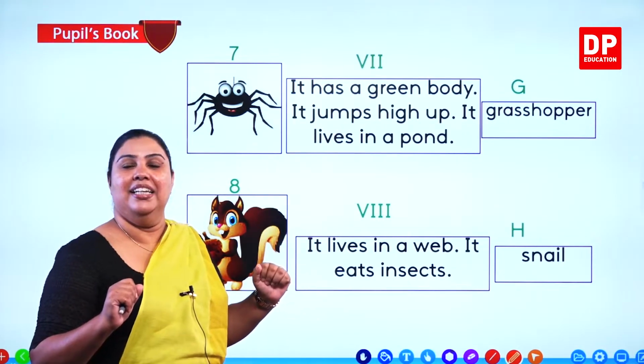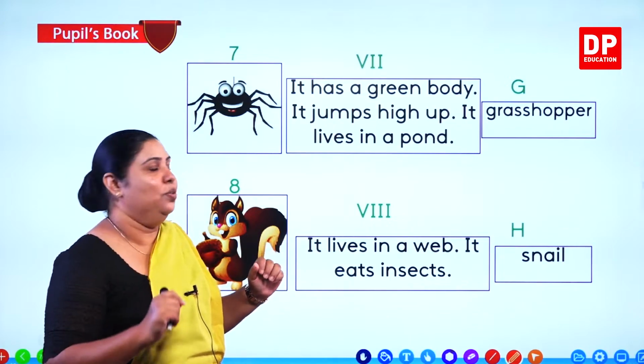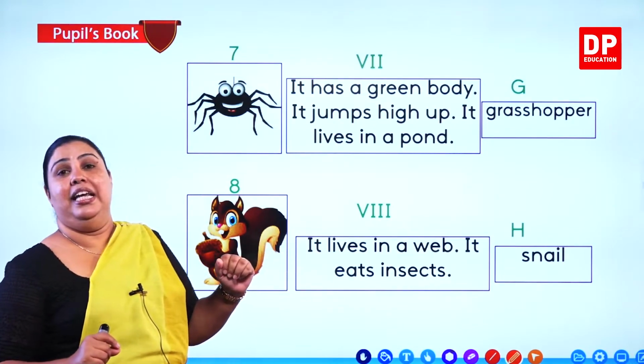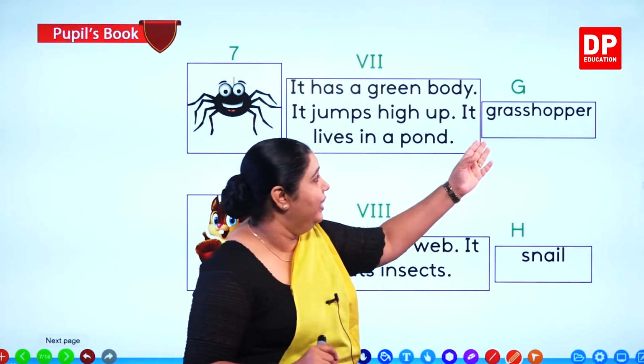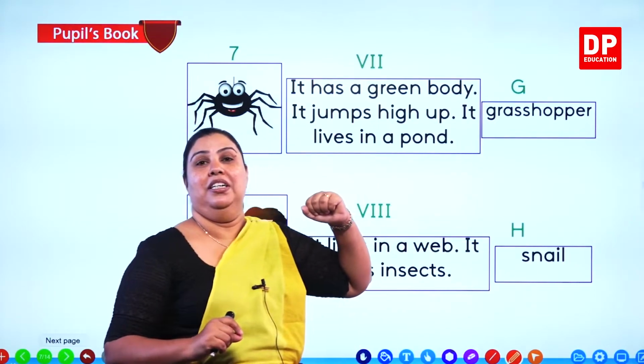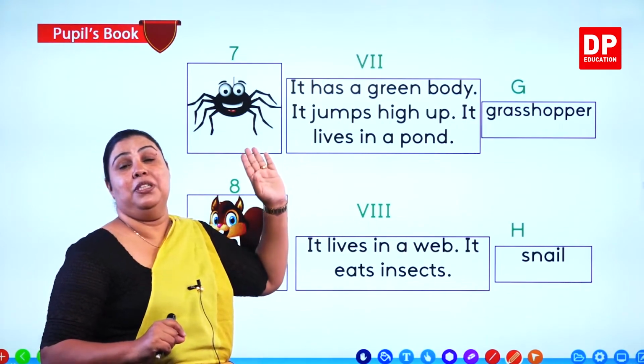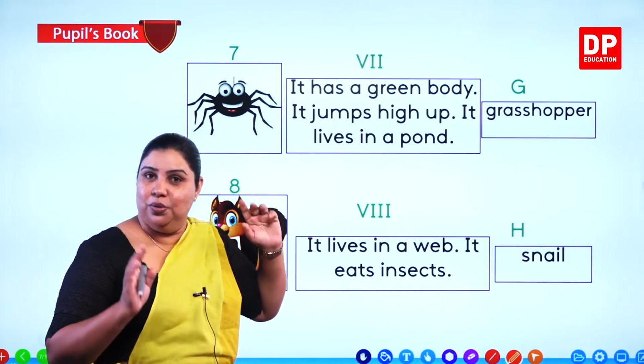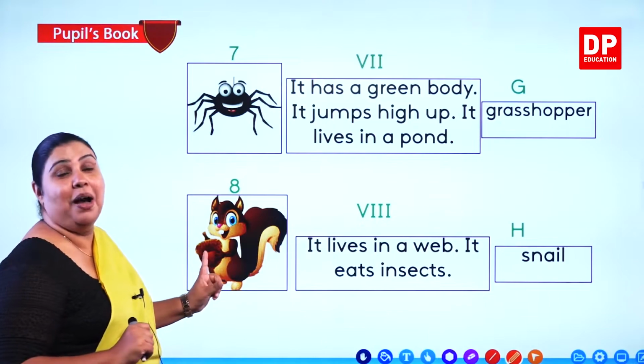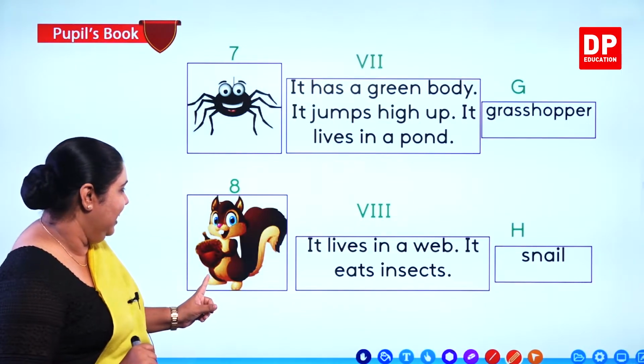Who is that? That is the frog. So we will see whether the name is correct. No. Letter G. Grasshopper. Grasshopper is not this picture nor the description matches with the word. So we will sort it out. Next, number 8. Look at this.